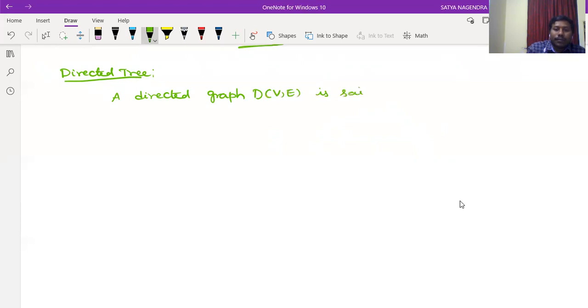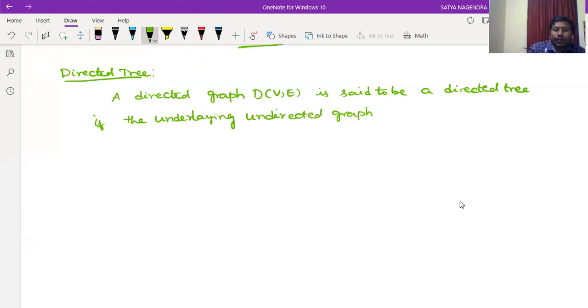A directed graph D = (V, E) is said to be a directed tree if the underlying undirected graph G of D is a tree. Sorry, it is a tree, not a root. So a directed graph D = (V, E) is said to be a directed tree if the underlying undirected graph G of D is a tree.